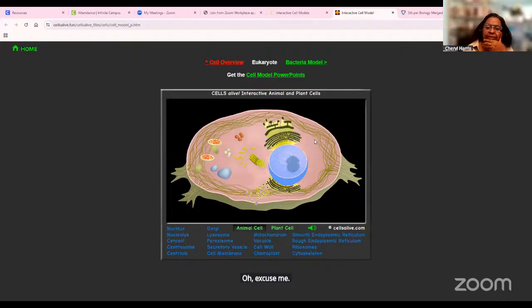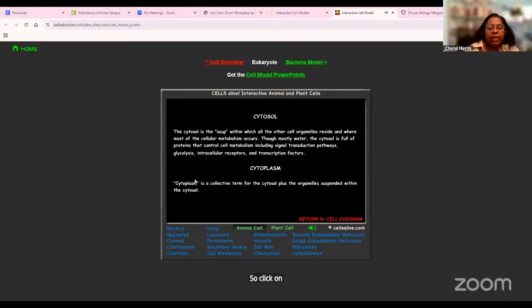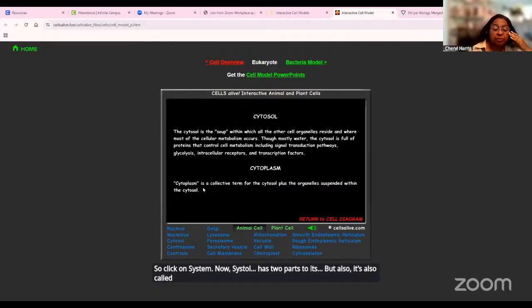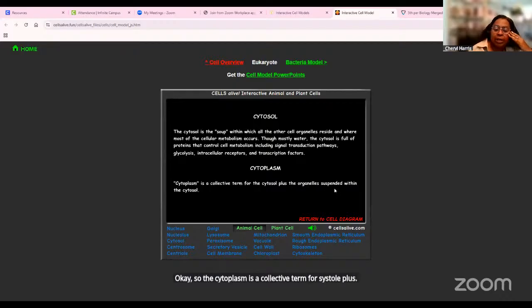They're calling that the systole. So click on systole. Now systole has 2 parts to it, it's also called cytoplasm. Okay, so the cytoplasm is a collective term for systole plus organelles. So to be honest with you, I'd rather you call it the cytoplasm, but you can put both words on the line.